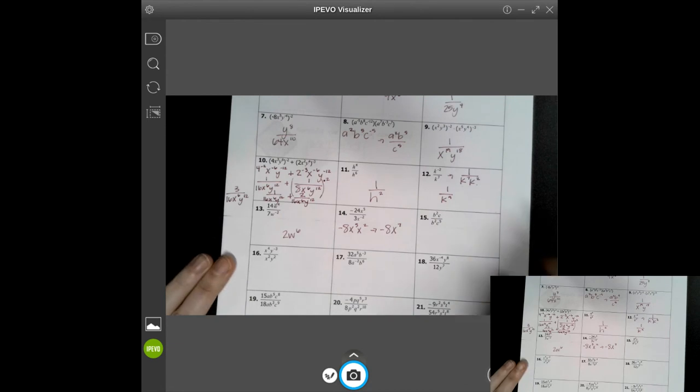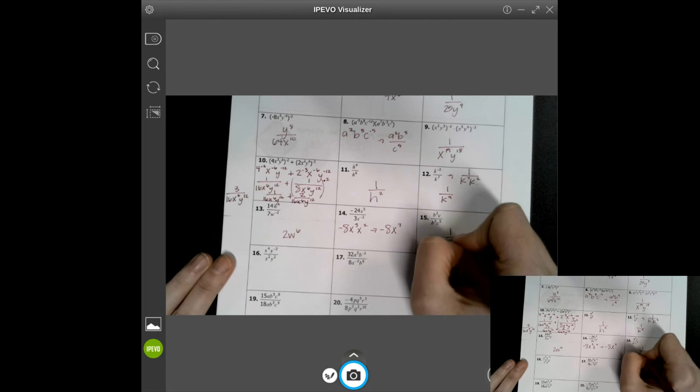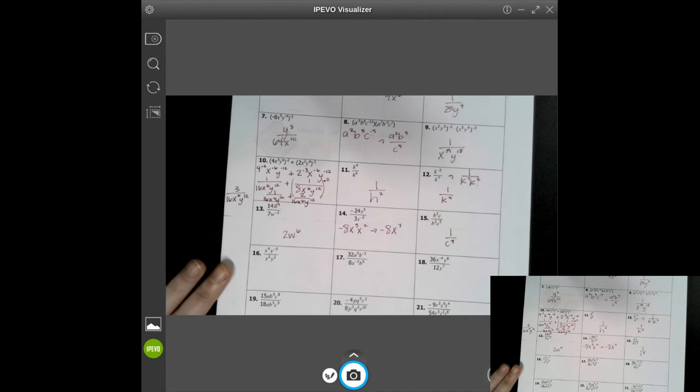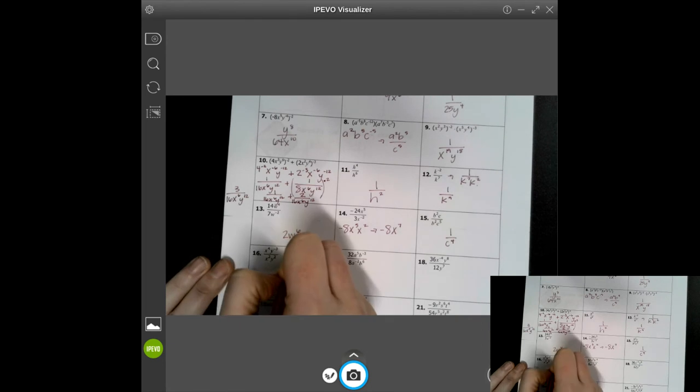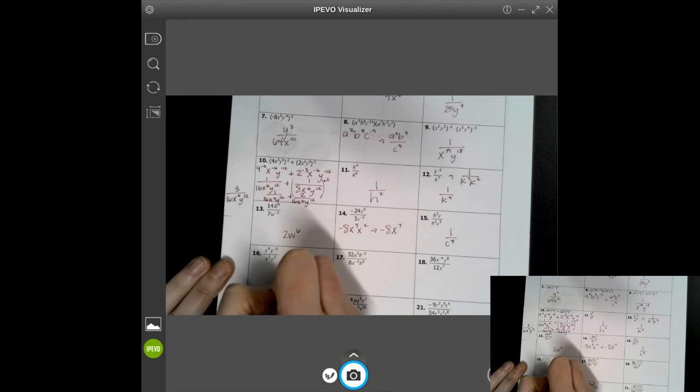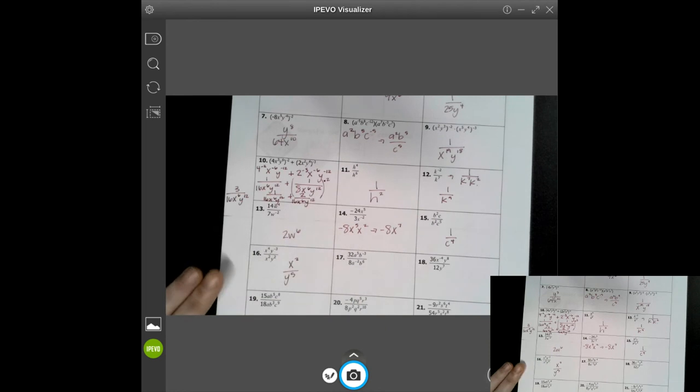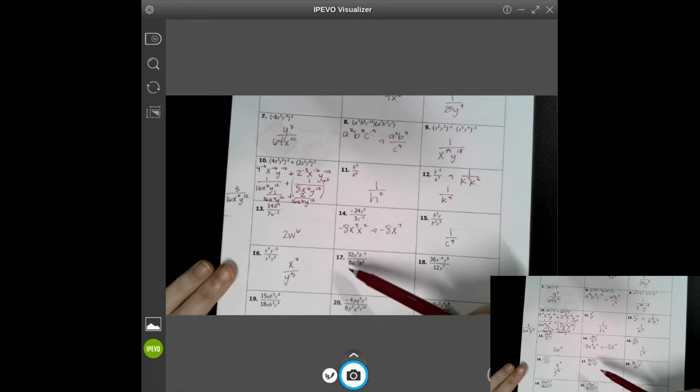If you did them correctly, you should have gotten 1 over c to the 4th for number 15. And for 16, you should get x squared over y to the 5th. All right, making progress. So for number 17 here, okay, same idea.